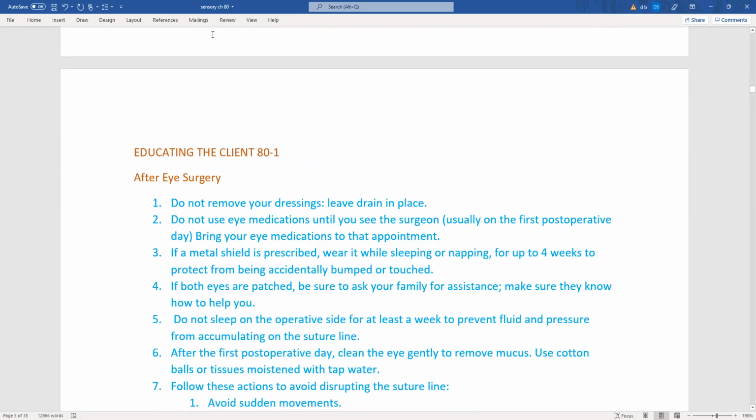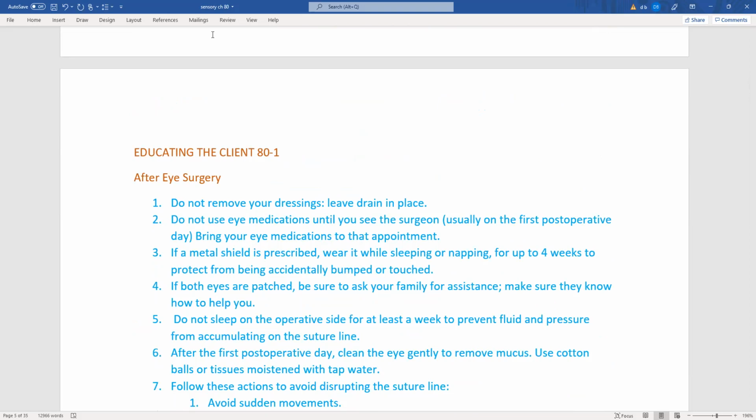Do not remove your dressing, leave the drain in place because you might break the suture line. So, we do not do that. The doctor removes the dressing. Do not use meds until you see the surgeon, usually on the first postoperative day. Bring your eye medication to that appointment.